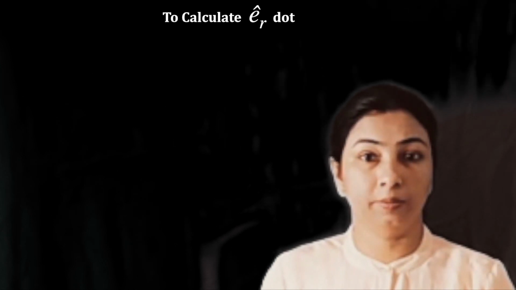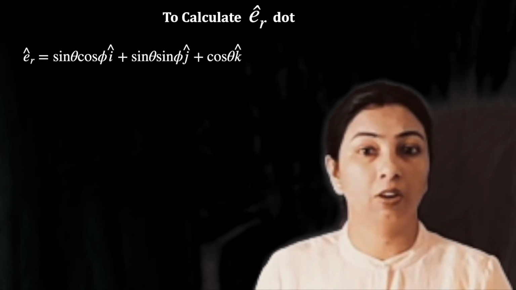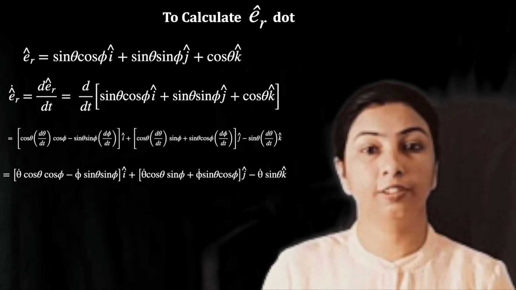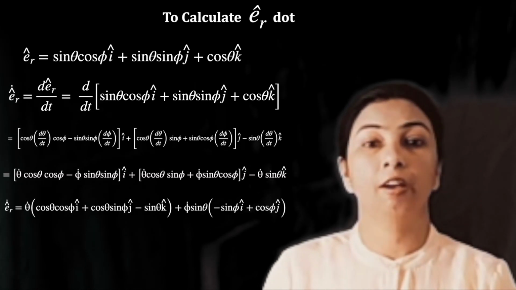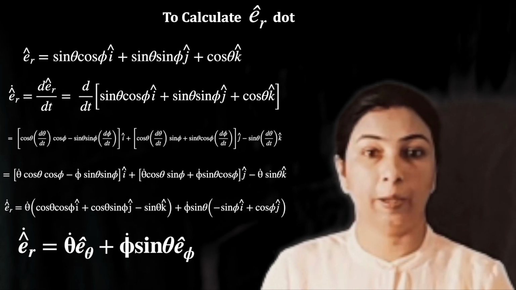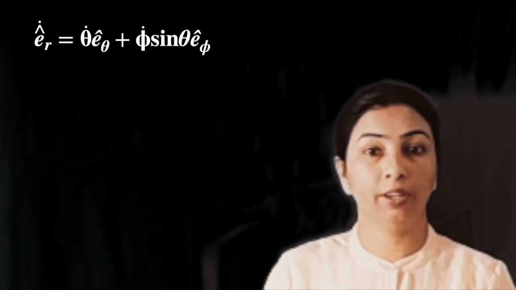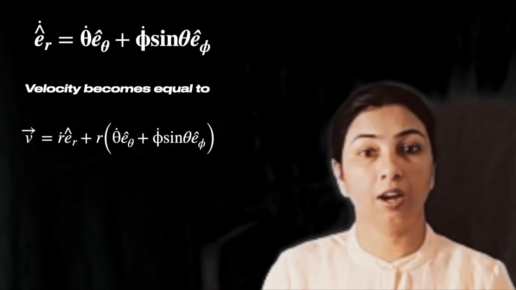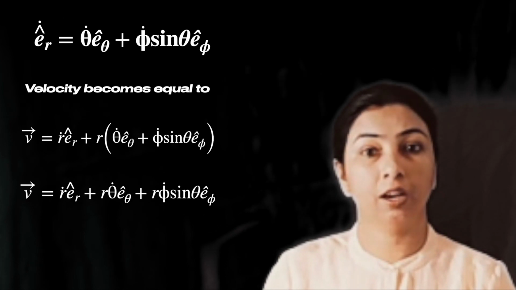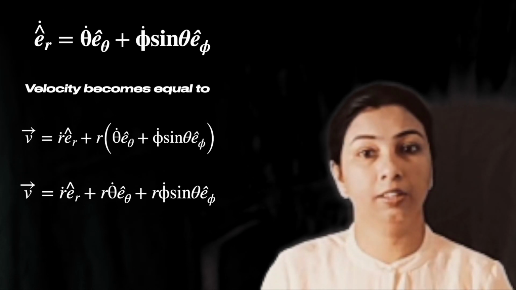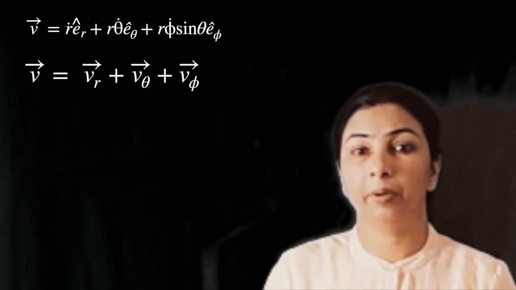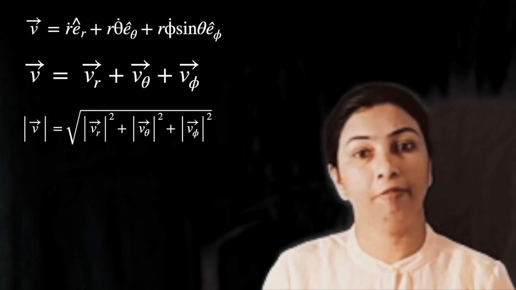Here in the spherical system the unit vector e_r cap is already calculated. On differentiating we get e_r cap dot equal to theta dot e_theta cap plus phi dot sin theta e_phi cap. Using this equation we get the velocity vector v equal to r dot e_r cap plus r theta dot e_theta cap plus r phi dot sin theta e_phi cap. The magnitude of velocity is given by the square root of the sum of squares of the radial, theta and phi components.